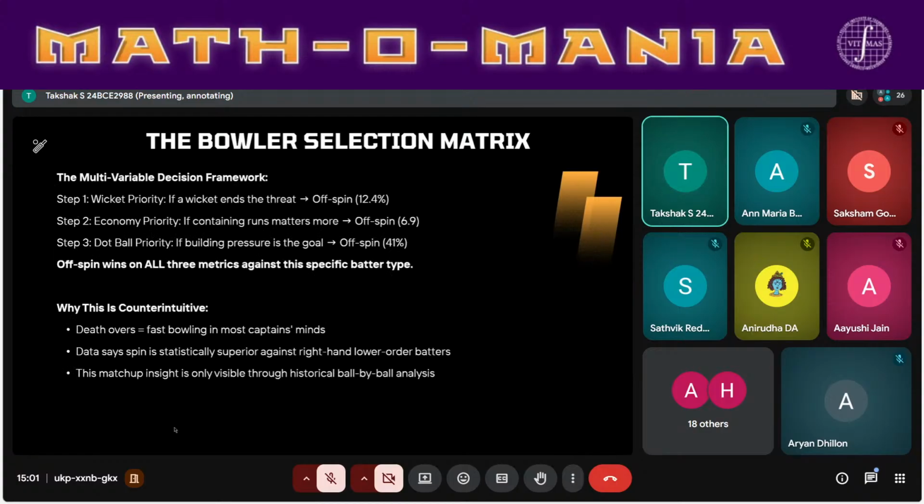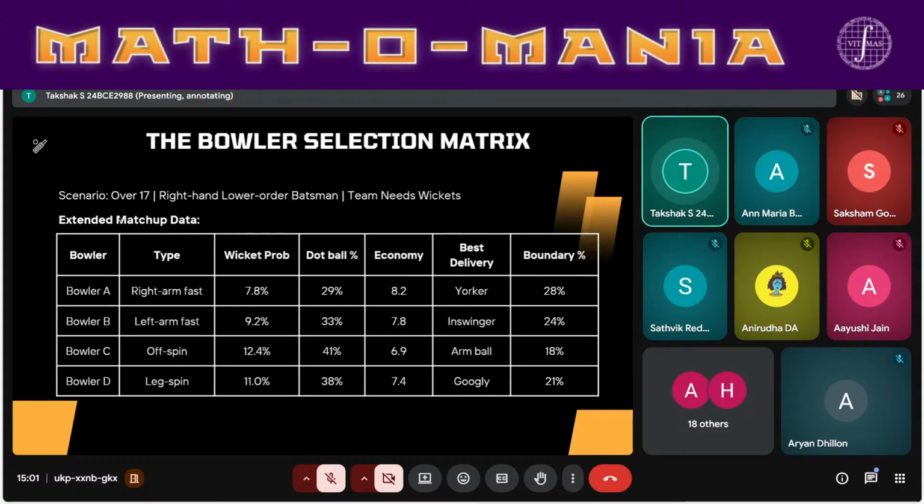The scenario here is we are in the 17th over, and the batsman is a right-hand lower order batsman, and the team needs wickets right now. We have four bowlers who have overs pending. Bowler A is a right arm fast bowler. He has a wicket probability of 7.8% against this specific batter, his dot ball percentage is 29%, his economy is 8.2, his best delivery is the yorker, and the boundary rate is 28%.